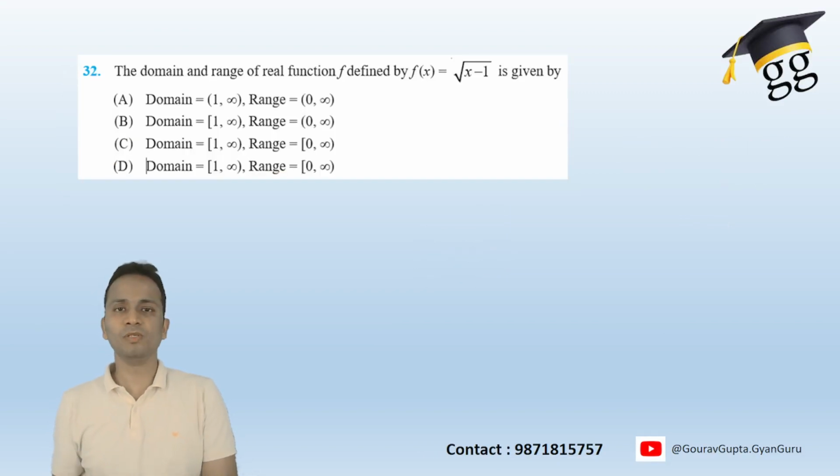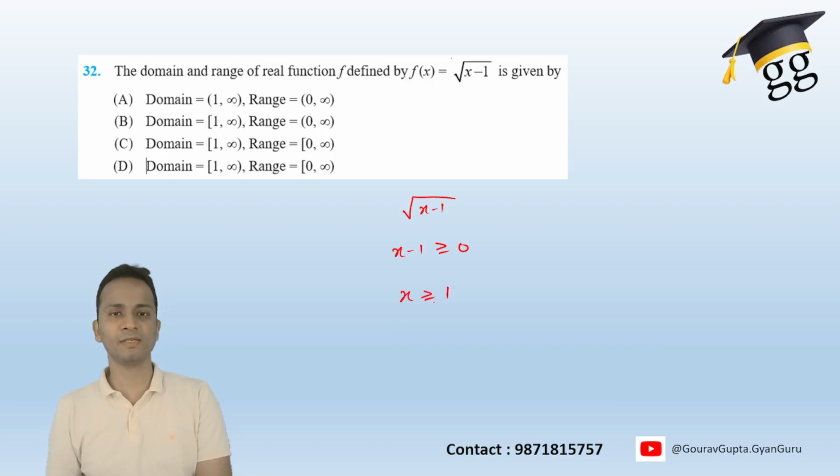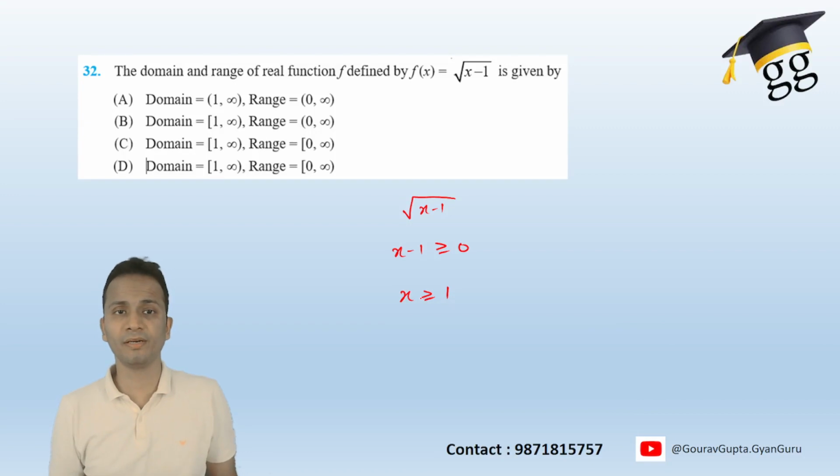Question number 32, the next question. Again, we'll have to calculate the domain and range, and this must be a very easy question for all of you. So the function is under root of x minus 1. This is defined only when x minus 1 is greater than or equal to 0, or x is greater than equal to 1. Okay, 1 is included, right?